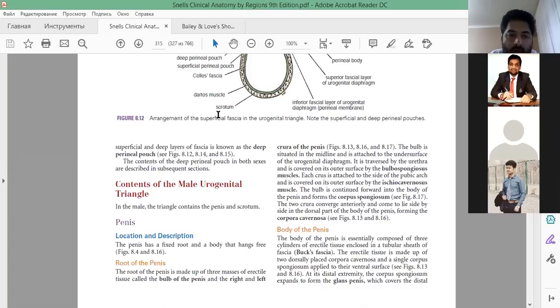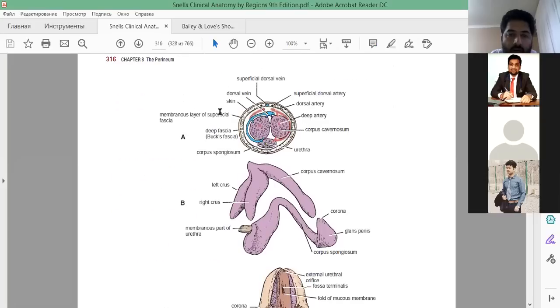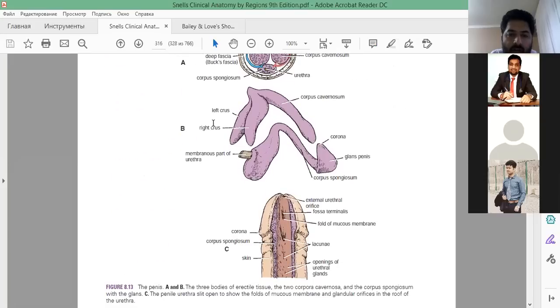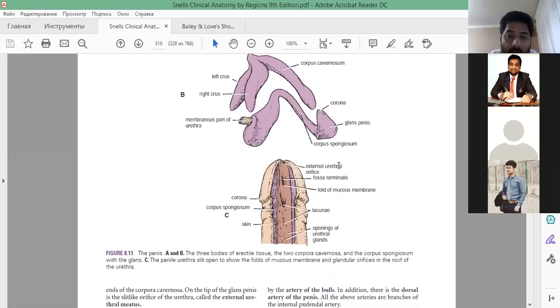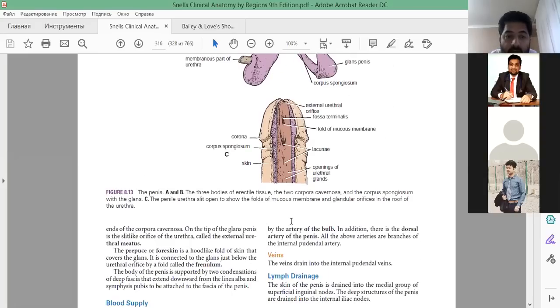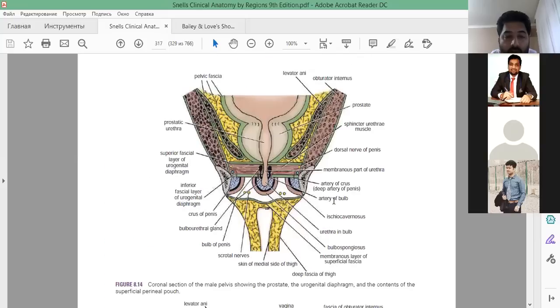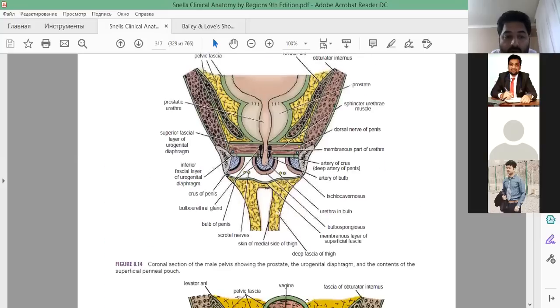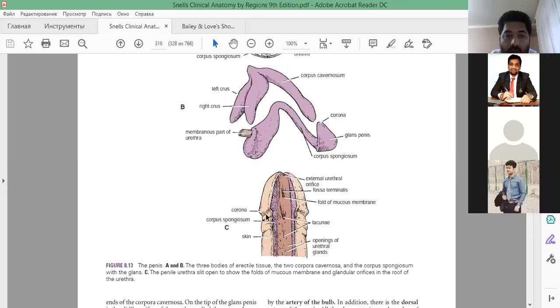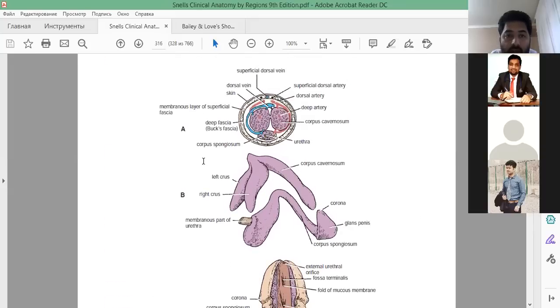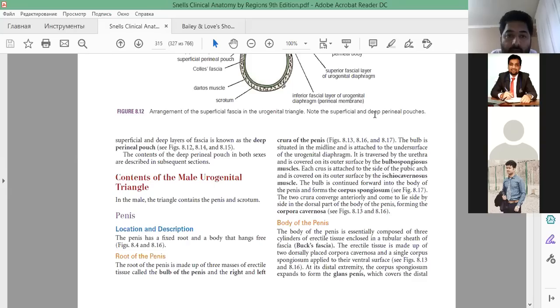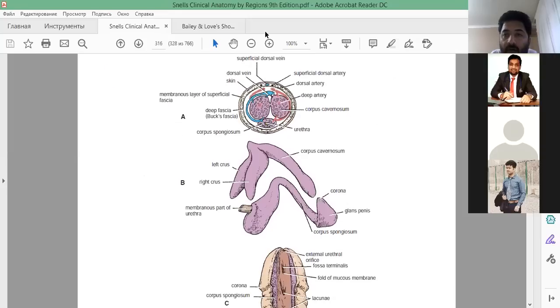Today I will first of all give a little revision and some clinical correlations relating to the penis, the circumcision, and some disorders which are important. Before going to that, we will go for a little revision again. We will start from here.